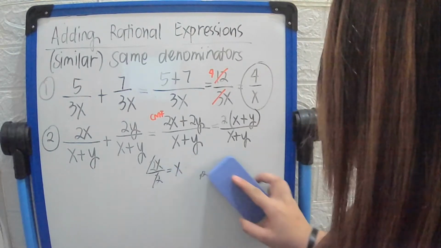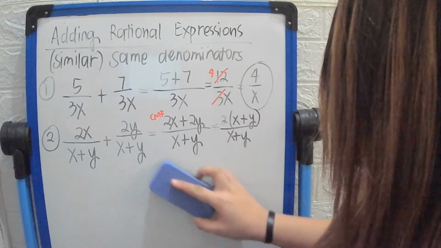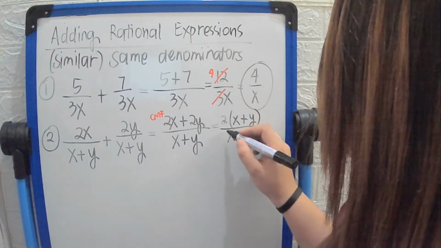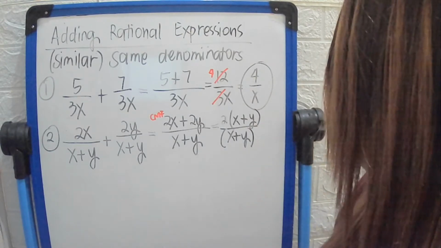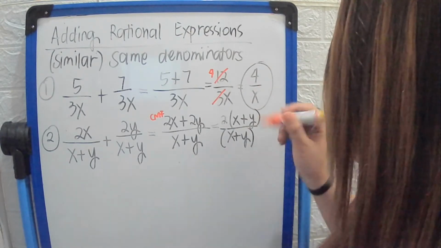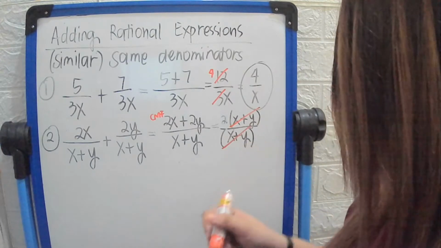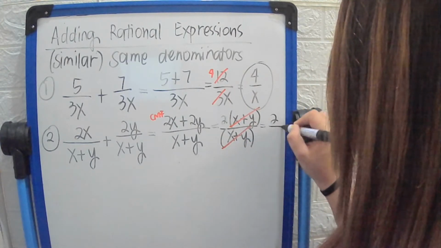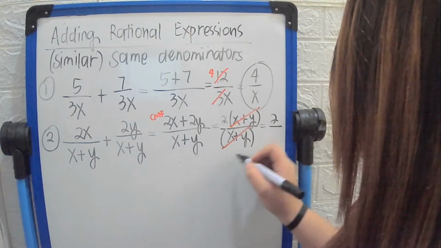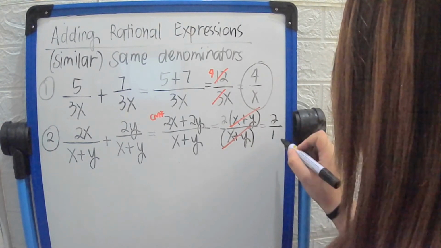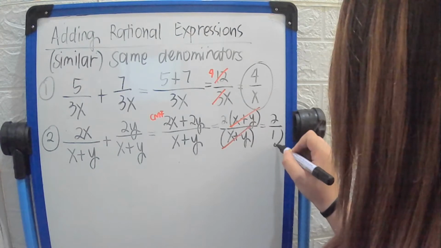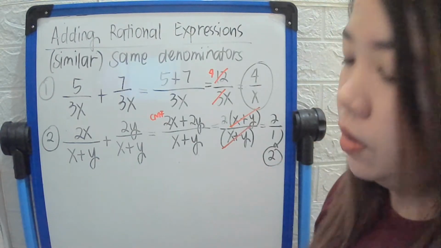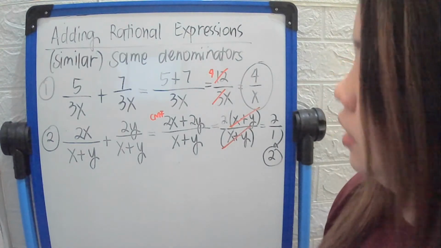We can only cancel out binomials like this if we put pairs of parentheses also in the denominator. So here we can cancel out x plus y. So you are left with 2 in the numerator, and since nothing is left in the denominator, you put 1. For your final answer, 2 divided by 1 is 2. So that will be your final answer.